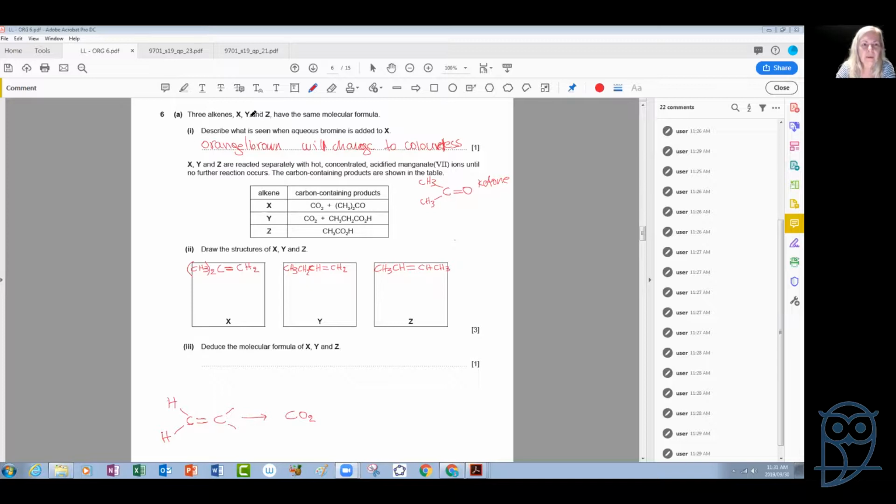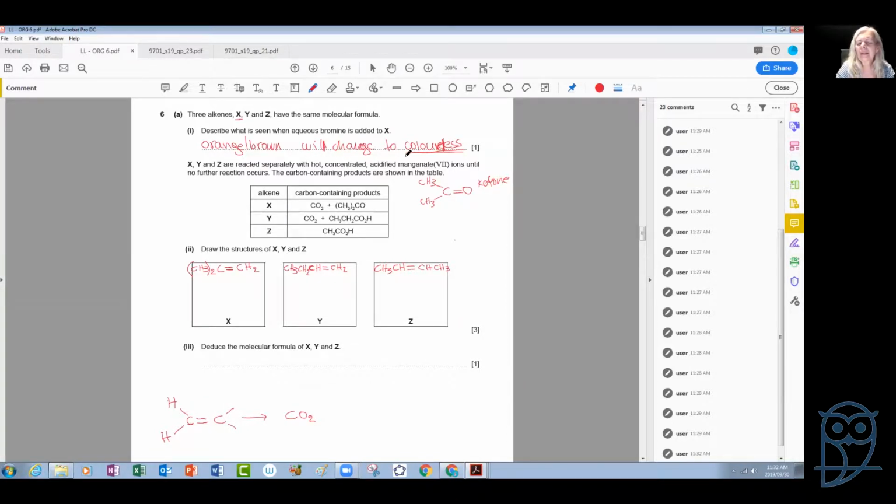Three alkenes, X, Y, and Z, have the same molecular formula. Describe what is seen when aqueous bromine is added to X. Okay, X is the first one, it's an alkene. When bromine is added to an alkene, because it is an unsaturated hydrocarbon, the color of the bromine solution, which is orange-brown, changes to colorless, which means that it reacts with the alkene. It's an electrophilic addition, if you remember.